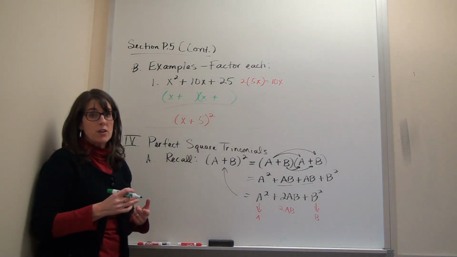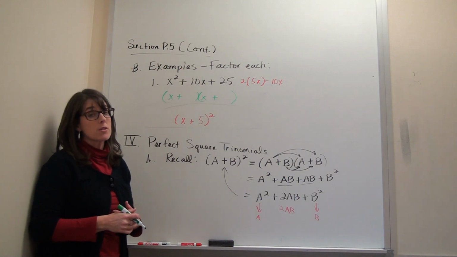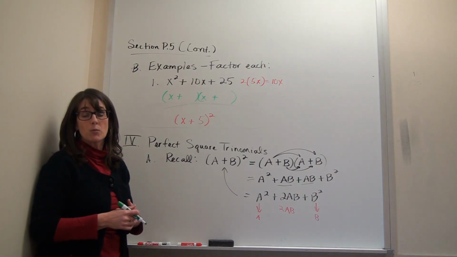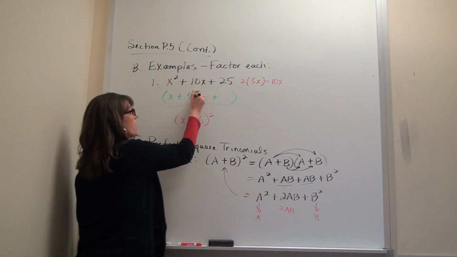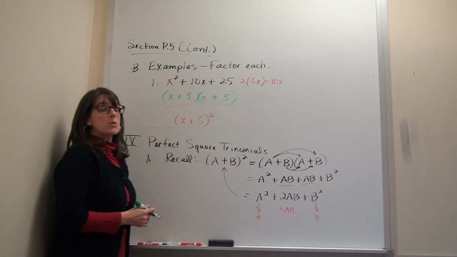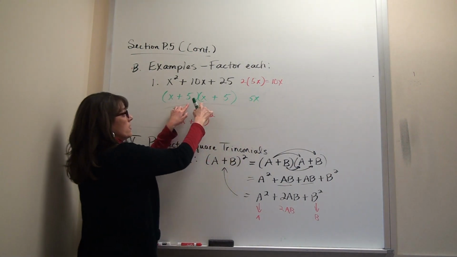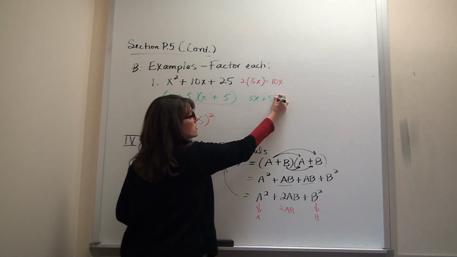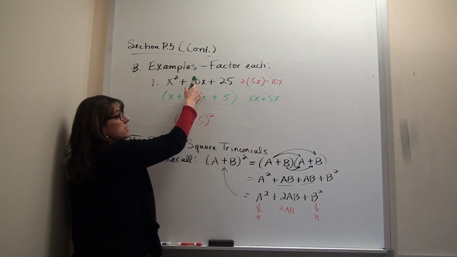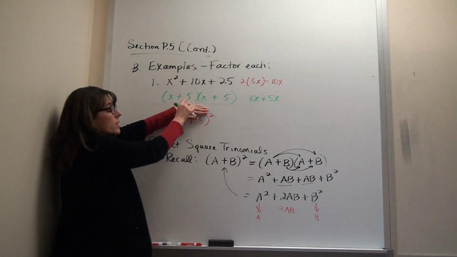Now again, that could be a 25 and a 1, but it also is a 5 and a 5. And when you can split it evenly, 9 times out of 10, that's what it is. So I'm going to try the 5 and the 5. Notice that when I check the outsides, I get a 5x. When I check the insides, I get another 5x, and sure enough, those do combine to be the 10x that's in the middle. So here's what I've got.